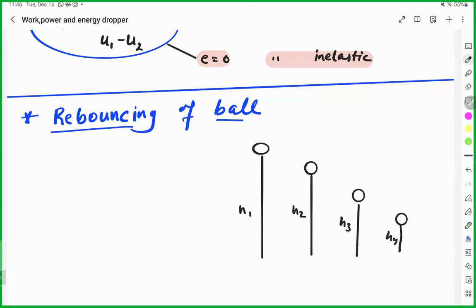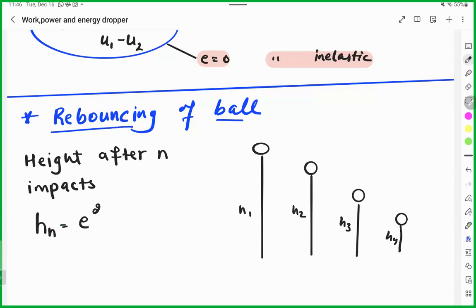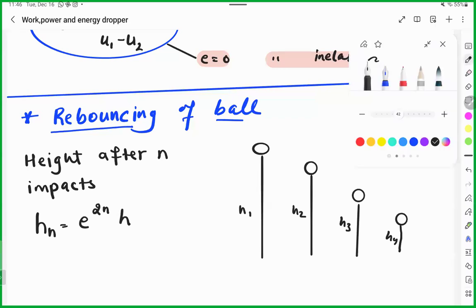How to calculate the height after n number of impacts? You want to calculate what will be the height after 2 bounces or 3 bounces. So the height after n number of impacts will be equal to e raised to the power 2n into h, where e is the coefficient of restitution.